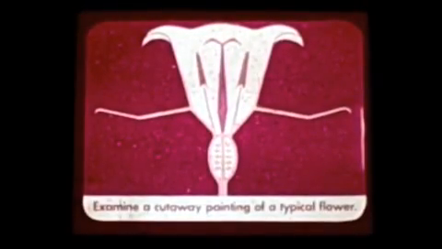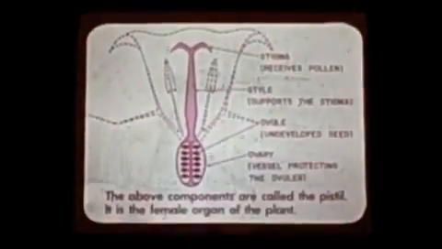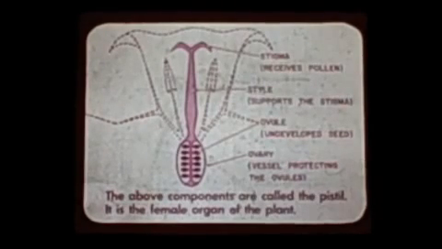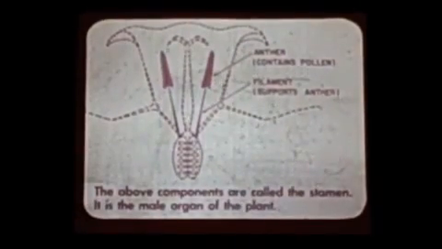Examine a cutaway painting of a typical flower. The above components are called the pistil. It is the female organ of the plant. The above component is called the stamen. It is the male organ of the plant.